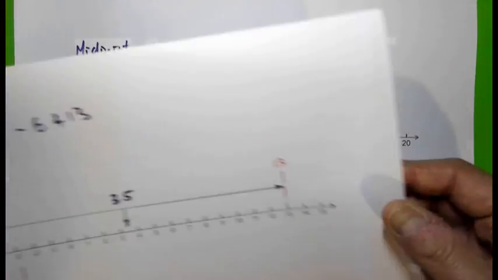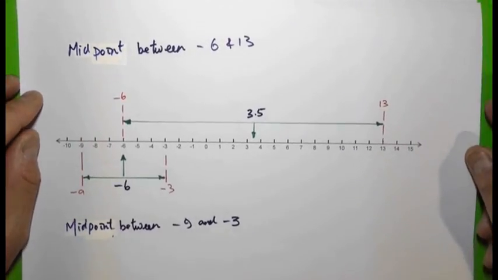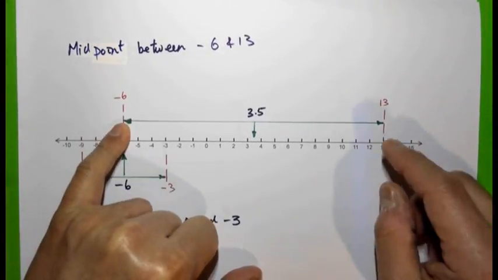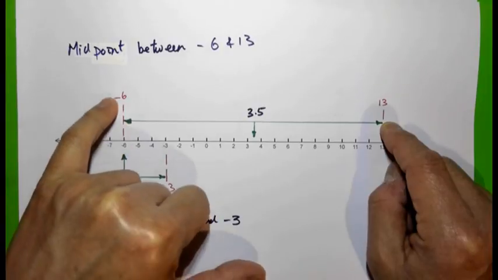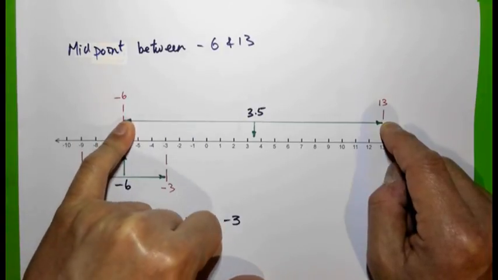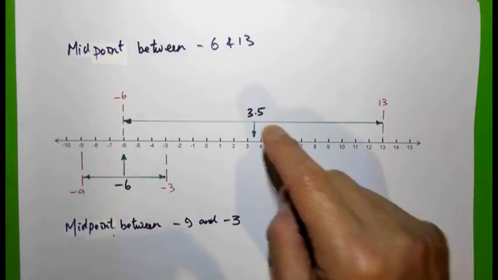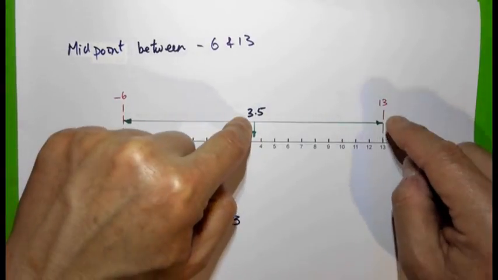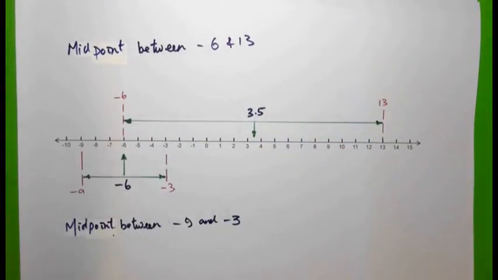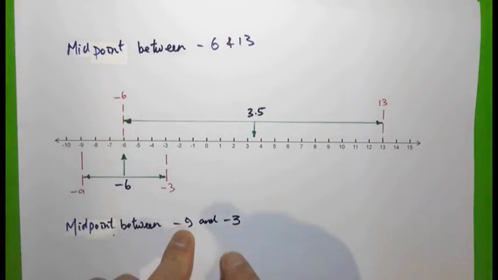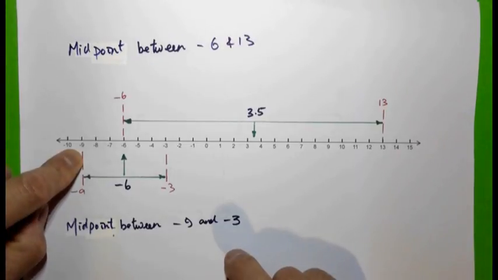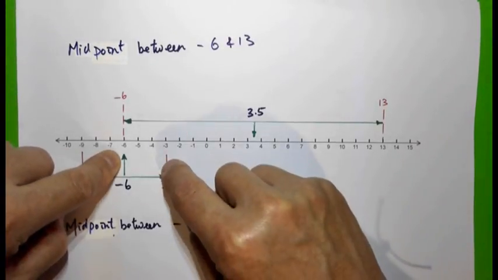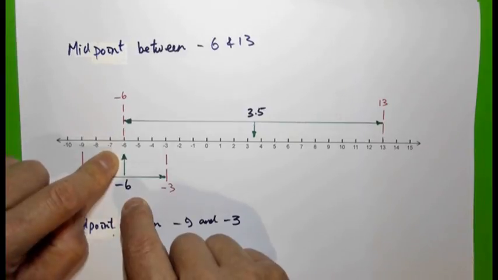Now, the midpoint between minus 6 and 13. Again, we find the distance. This time, take the negative into account, and we know that the midpoint is 3.5. Measuring from here to midpoint, measuring from here to midpoint, 3.5. Between minus 9 and minus 3, measuring from here, minus 9, halfway, minus 3, halfway, we get minus 6.